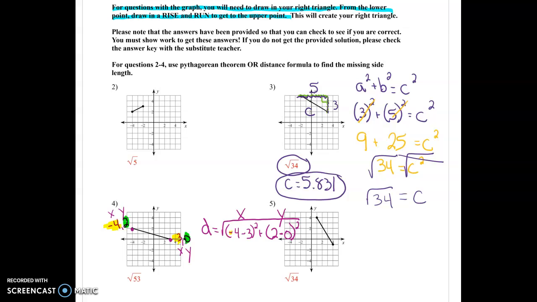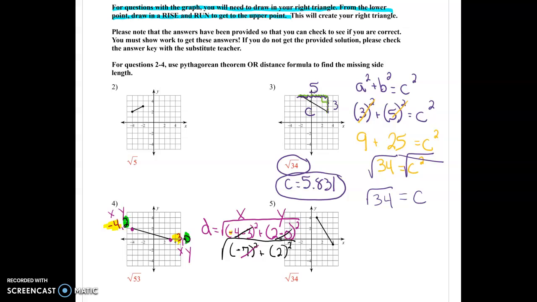I'm going to start with my parentheses, so -4, and then I take away 3 more is -7. And then 2 take away 0 is 2. Notice I'm keeping everything in parentheses. That check mark is still coming along. After that, I want to square both numbers.